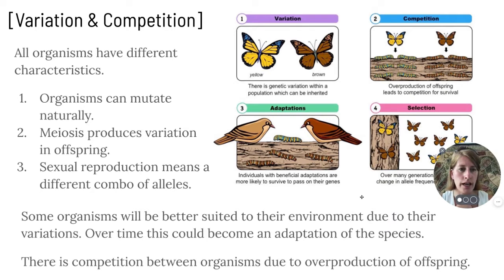As this variation happens, some organisms are going to be better suited to their environment because of these variations, and over time, that could be an adaptation of a species that arises. All organisms in an environment are going to overproduce their offspring, and that means there's going to be competition between individuals. And those individuals better suited to the environment are going to survive.